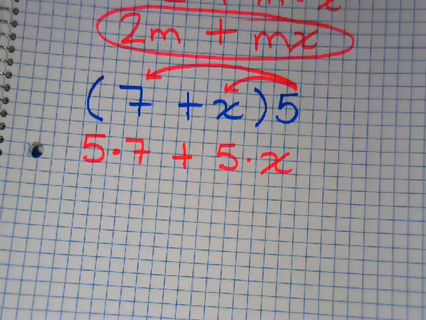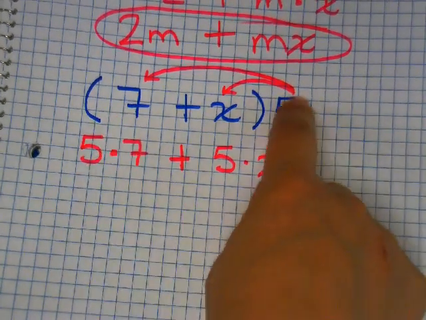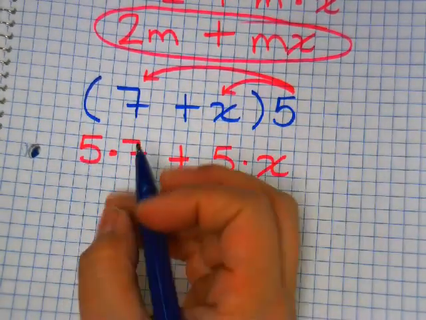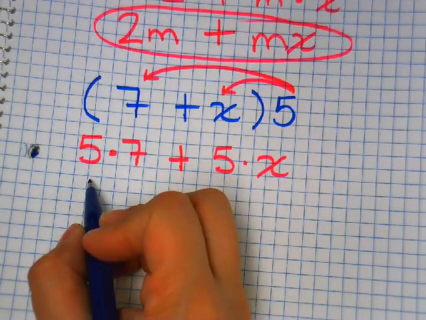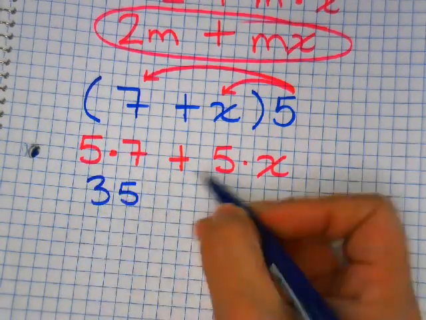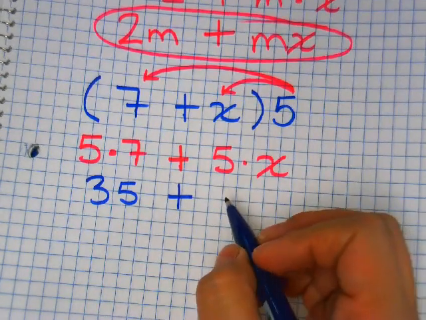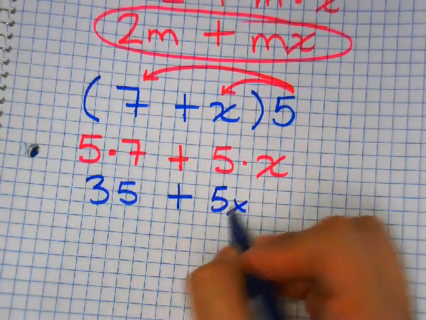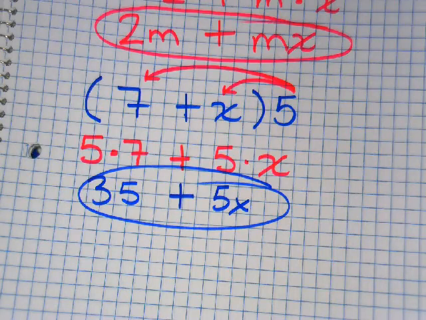All right, so 5 times 7 and 5 times x. 5 times 7? 35 plus 5x. Can we multiply it? We can't. We're done, guys, because it doesn't have one.